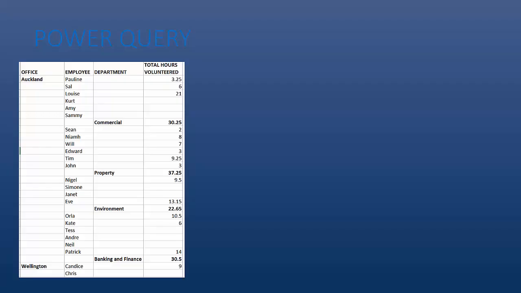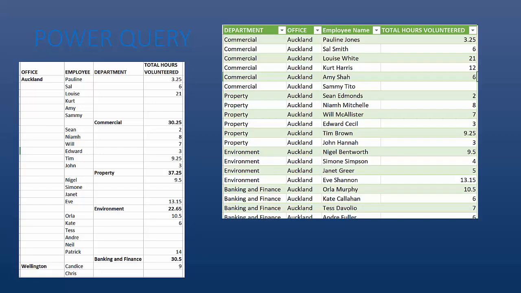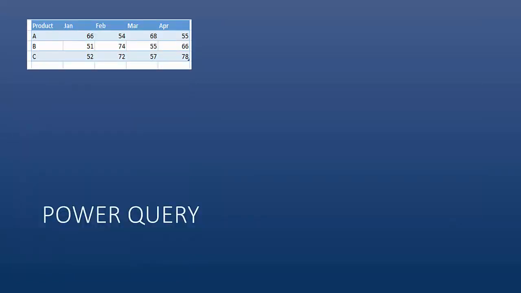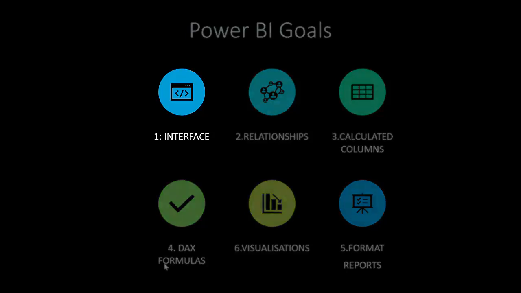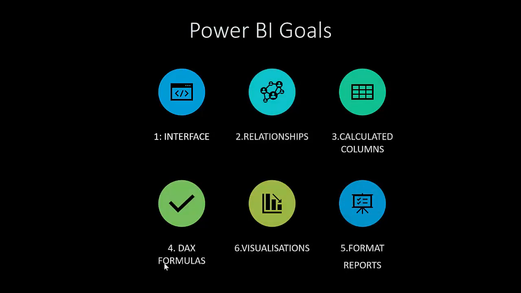So Power Query, whether we're in Excel or whether we're using it in the Power BI interface, takes data like this, which needs cleaning up, and it can transform it really quickly to data like this. It's got a neat tool where we can take information like this and unpivot it and put it into a table format.